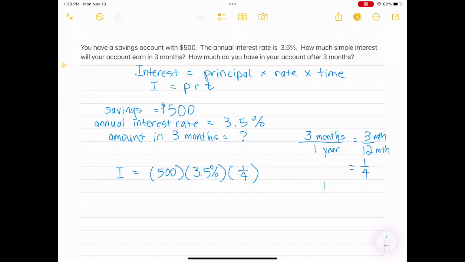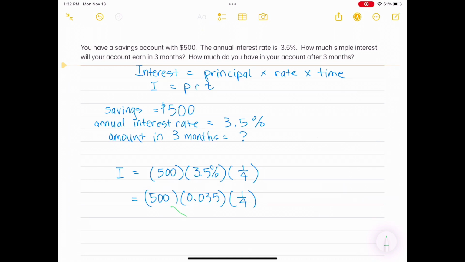Now we convert 3.5% to a decimal using our reference 100% equals 1 to trigger our memory that the decimal point needs to move back to the left 2 places and remove the percent sign to get the decimal. So 3.5%, we move that decimal point to the left 2 spaces to get 0.035. Now we plug 0.035 in place of 3.5% on the next line, and we have 500 times 0.035 times 1/4.